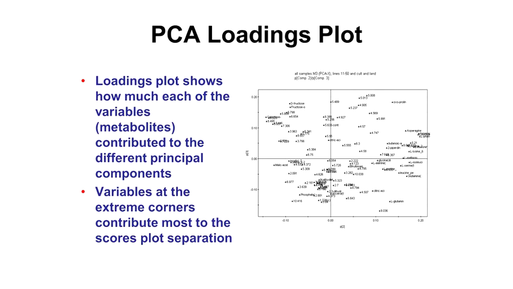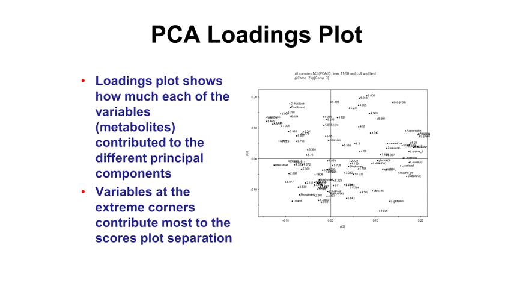A loadings plot is less commonly shown, but it's also just as important. It shows how much each of the variables, in this case the metabolites, contributed to the different principal components. So as a rule, you compare your scores plot to the loadings plot, and you basically put them on top of each other. And if the separation between the clusters in your scores plot is in the upper diagonal and the lower diagonal, then the loadings, which are in this case these metabolites, in the upper corners and the lower corners, are the ones that are contributing most to the separation.